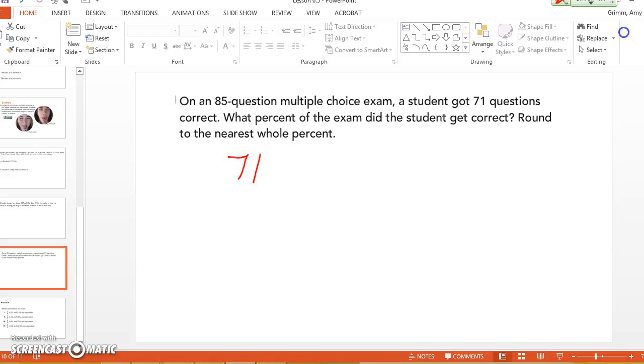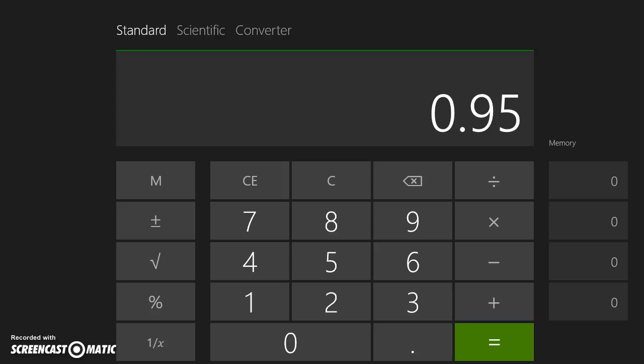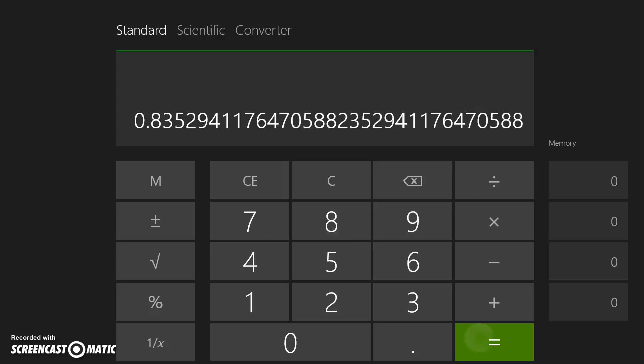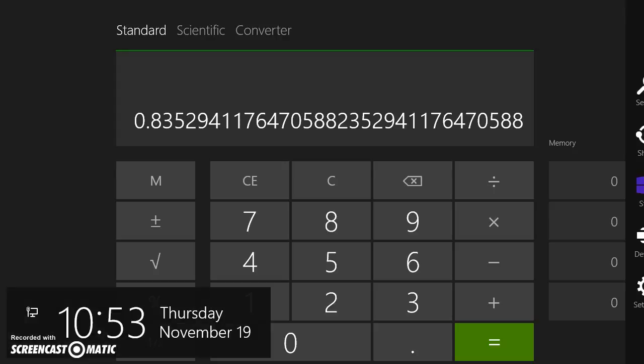Yep, this is just a ratio. You got 71 to 85 correct, so 71 over 85. Divide that. What do I get when I take 71 divided by 85? Now, this is a non-terminating decimal, correct? This does not terminate. It also does not repeat. It also told me to round to the nearest whole percent. So if this is 83 and a 5, what's it going to round to? 84. Good. I'm going to round to 84.